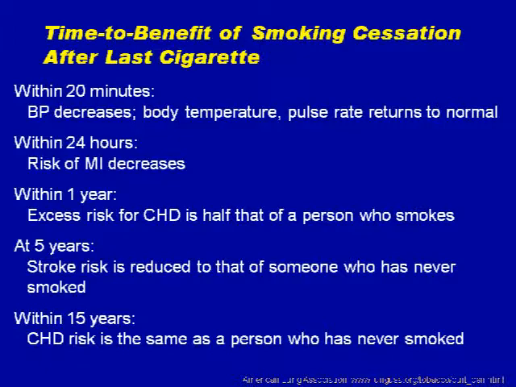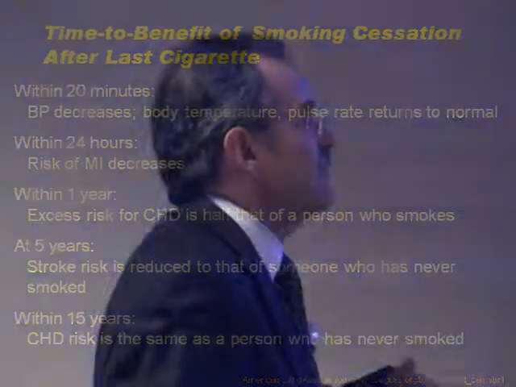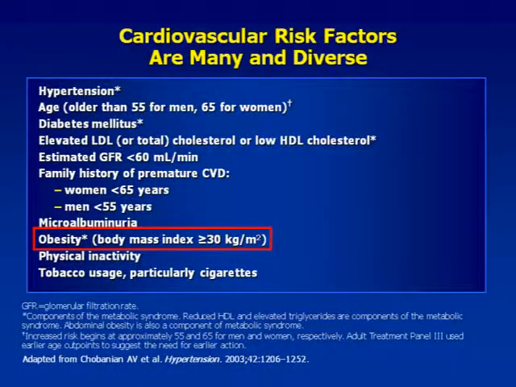Within a year, your excess risk for coronary disease is cut in half. At 5 years, the stroke risk is reduced to someone that has never smoked. And in 15 years, your coronary disease risk is the same as someone who's never smoked. So you've got to get started today to get this benefit. But that's, you know, again, this is data from the American Lung Association. All right, finally, obesity, and we'll talk about physical inactivity. These are things that really trouble me.